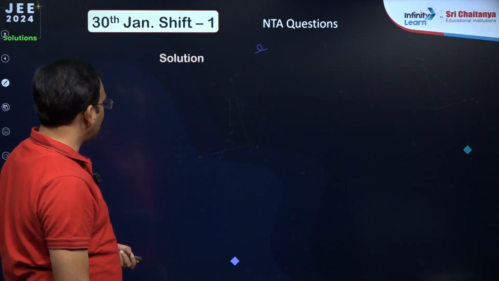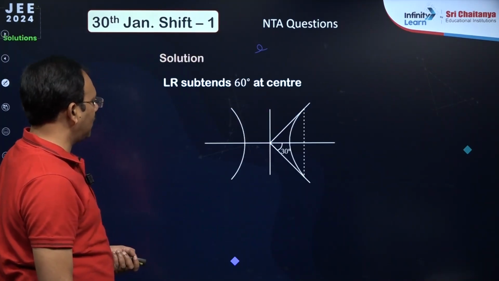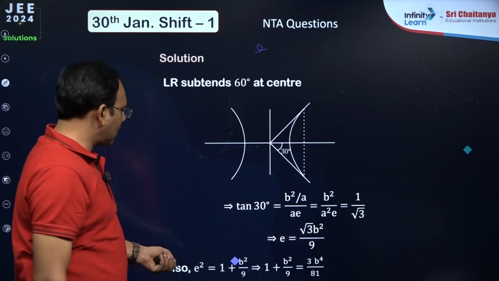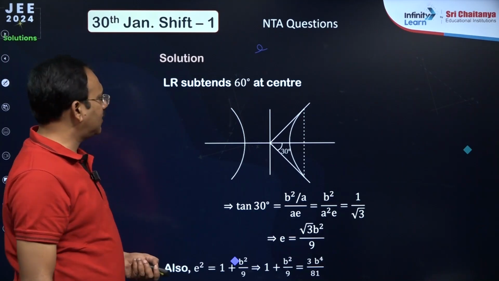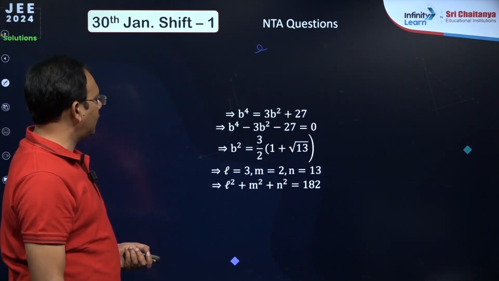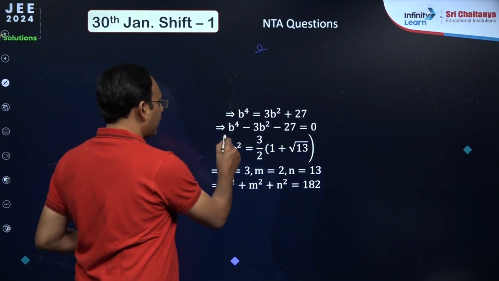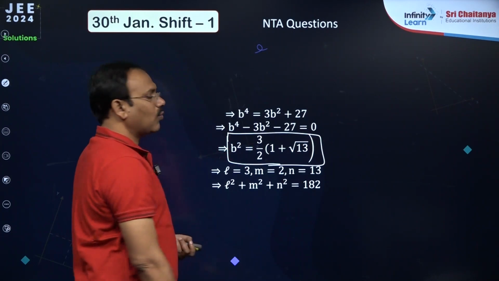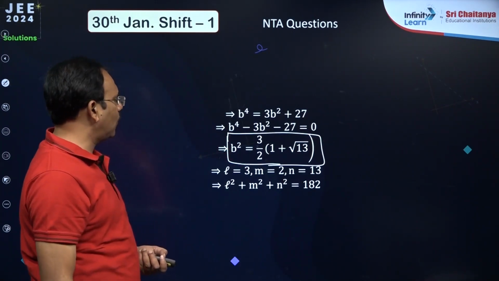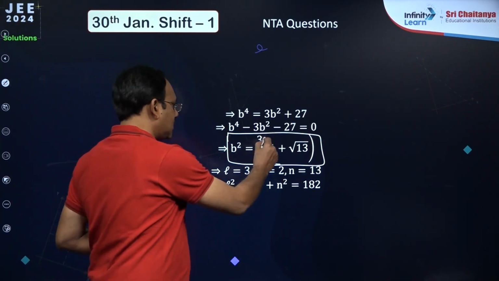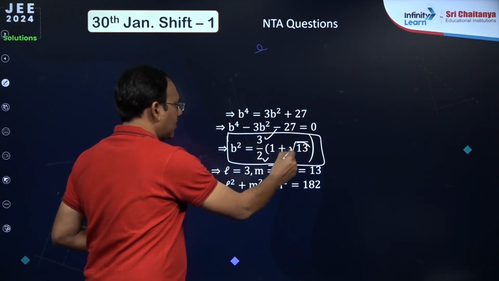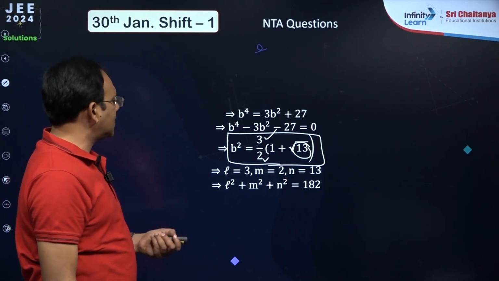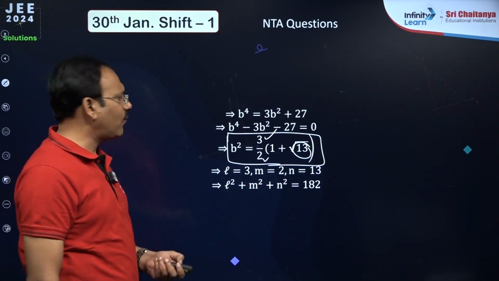So you are going to get here, you see the calculation only. The same thing we have written here, e value we can get here. Once you know e value, you know b value, you just substitute and compute b square. You are going to get the answer like 3 by 2 into 1 plus root 3. This is L, this is M, under root is N. So L square plus M square plus N square is going to be 182.